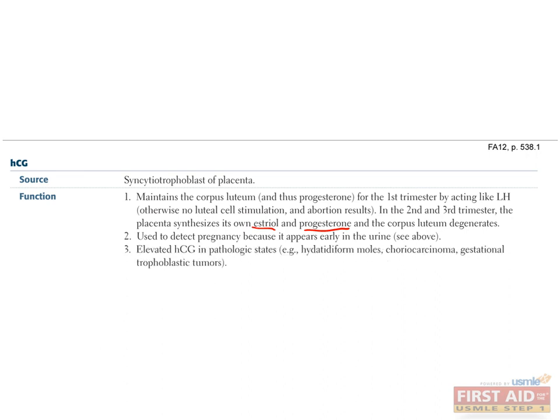You can also get a positive pregnancy test in certain pathological states, such as hydatidiform moles, choriocarcinoma, and gestational trophoblastic tumors, in which secretion of HCG is abnormally high. In fact, it's used as a tumor marker for these conditions, so if you see elevated beta-HCG in a man, what should you think of? This may represent a testicular germ cell tumor, which we'll talk about in the next section.